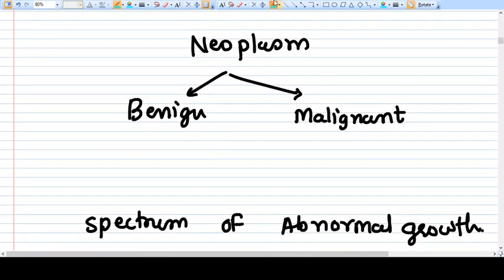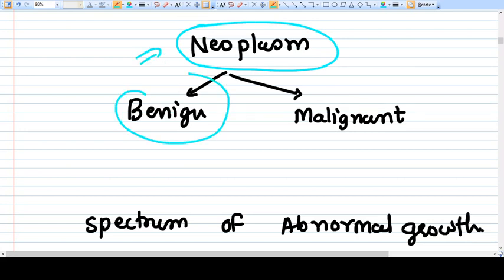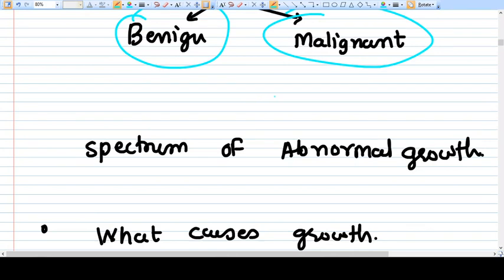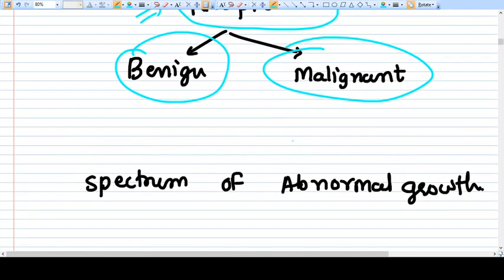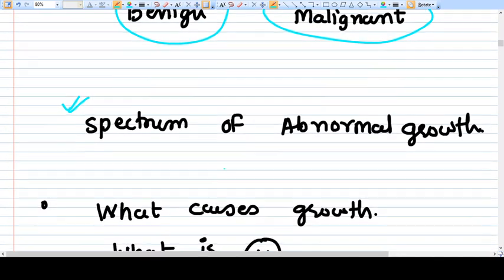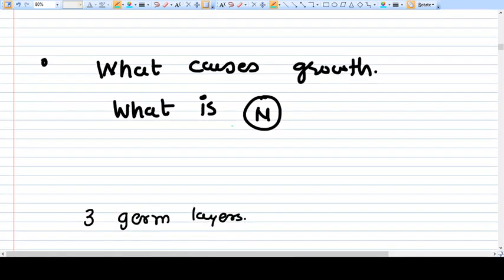Now neoplasia, traditionally in literature we divide into benign or malignant, but I will not go first with benign and malignant, because I think that for the abnormal growth, there is a spectrum of abnormal growth, and then we divide them into benign and malignant. What causes growth? That means what is a normal growth?